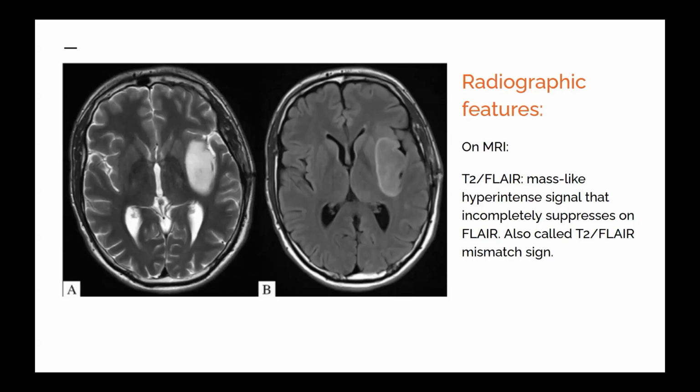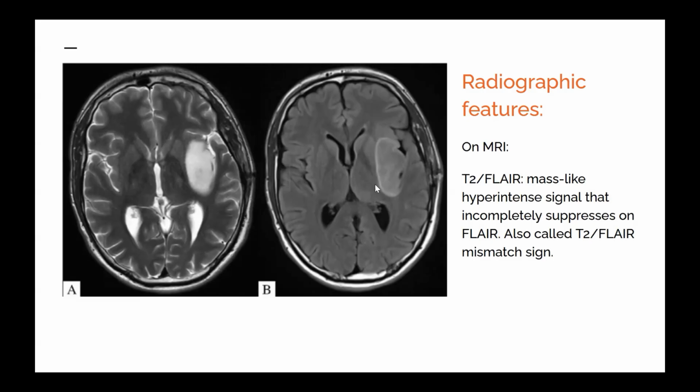What is T2-FLAIR mismatch? Can anybody take a shot? Yes, ma'am. The lesions are hyperintense on T2, but they should be hyperintense on FLAIR image, but in T2-FLAIR mismatch, they are hypointense on FLAIR image. Excellent, Dr. Mustafa. So, yes, the lesions that show T2-FLAIR mismatch are hyperintense on T2, but when you see the corresponding lesion on FLAIR, there is going to be central hypointensity.